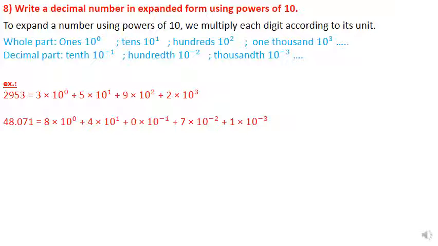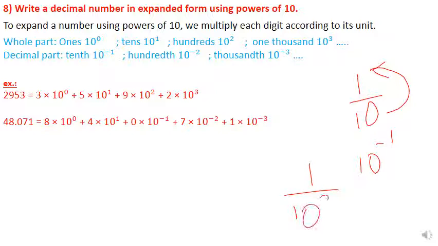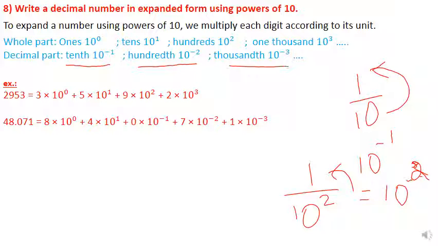How did I know this? Do you still remember that the tenths are 1 over 10? So when the 10 goes up, it's 10 to the power minus 1. The 100 is 10 to the power 2, so when it goes up, it becomes 10 to the power minus 2. Okay. That's why the tenths is 10 to the power minus 1, and the hundredths is 10 to the power minus 2, and the thousandths is 10 to the power minus 3.